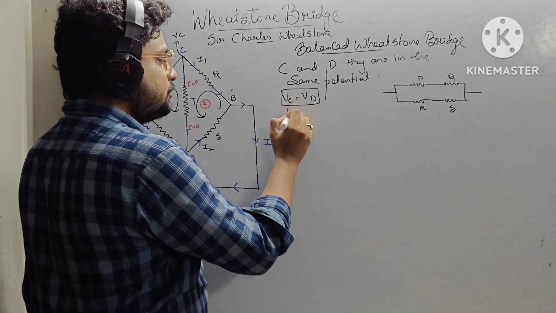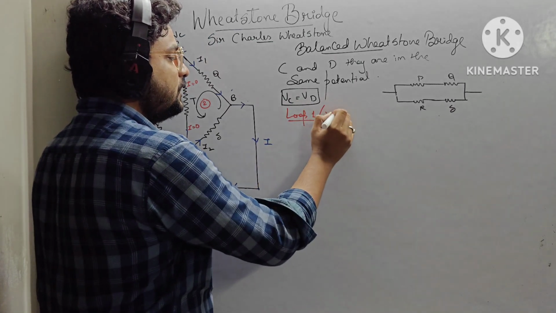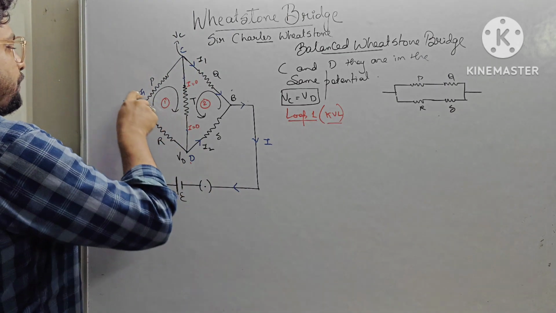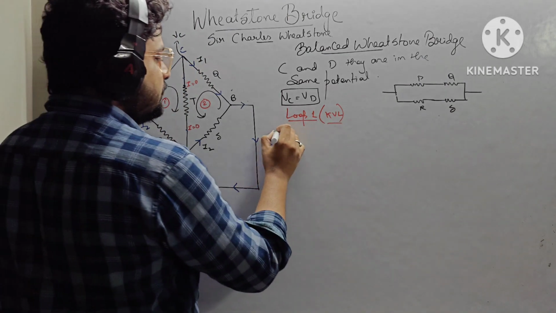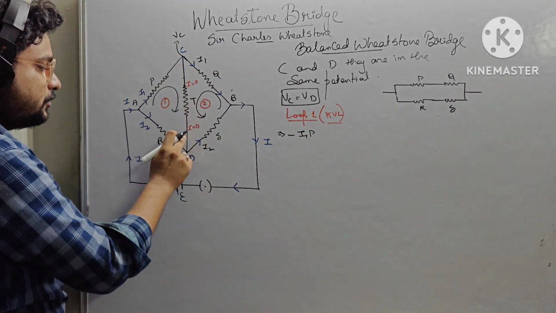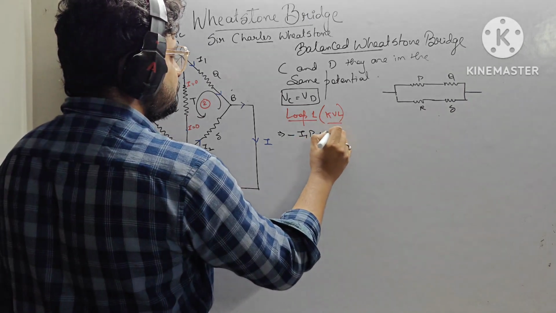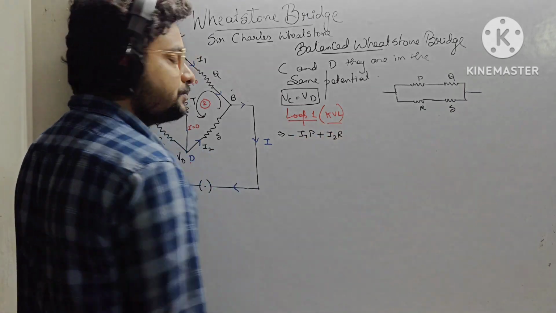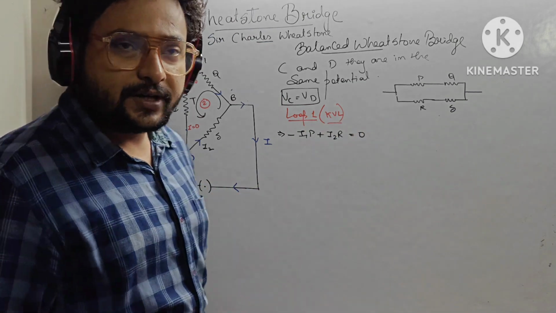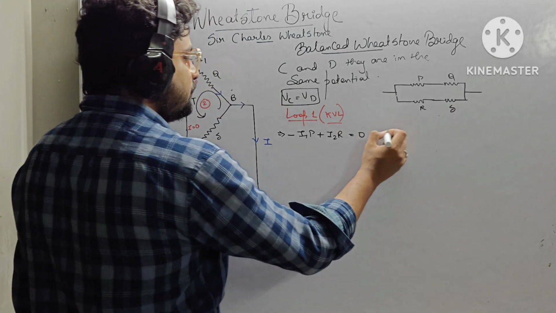First, suppose loop 1. In loop 1 I am applying KVL, Kirchhoff's voltage law. So I1 into P, down the current. Here we have no current. Over here I2 into R, up the current, so plus I2 into R, that is equal to 0. According to KVL, the sum of the potential differences across any closed loop is always equal to 0. This is your equation 1.